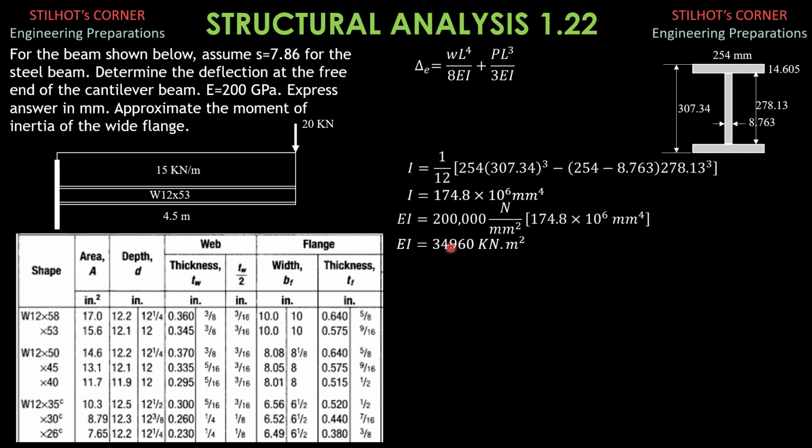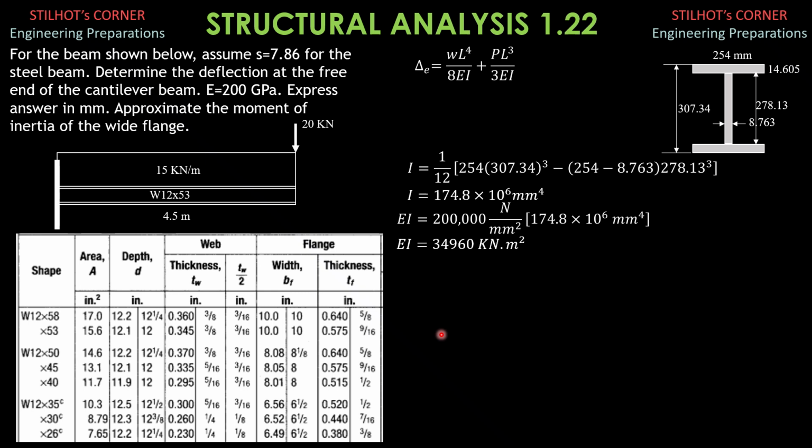So that's our EI, and we express W in kilonewtons per meter, P in kilonewtons, so that the deflection at this free end there is in meter. Then multiply 1000 to make it mm.